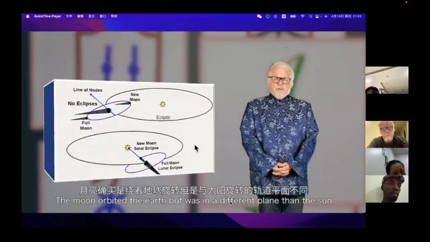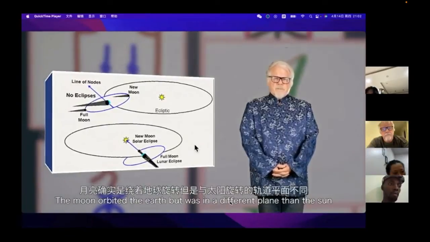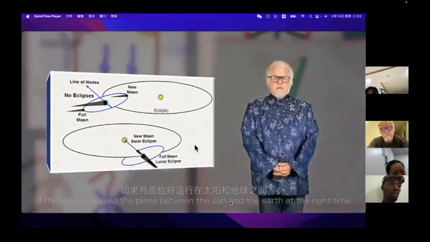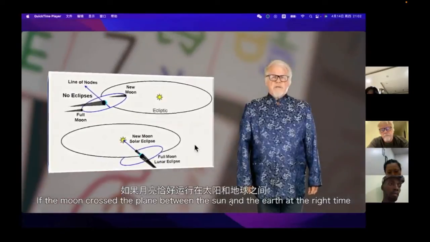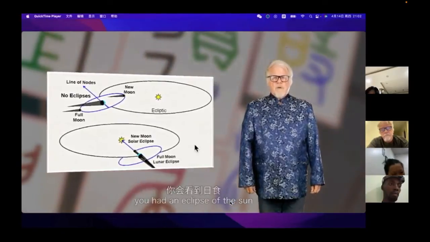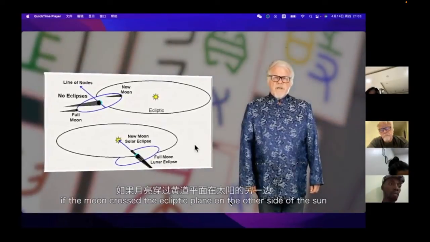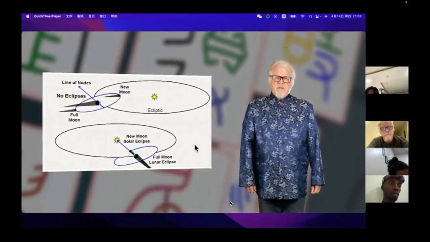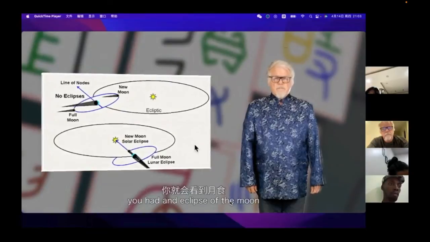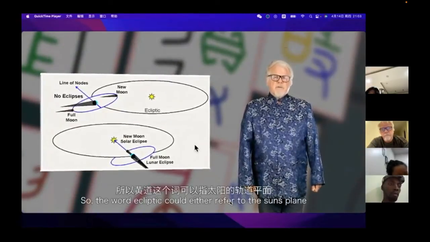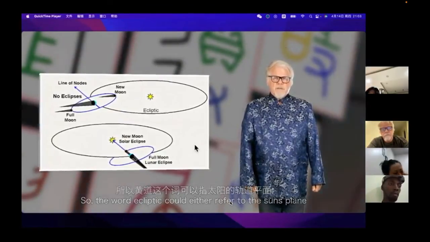The moon orbited around the earth, but was in a different plane than the sun. If the moon crossed the plane between the sun and the earth at the right time, you had an eclipse of the sun. If the moon crossed the ecliptic plane on the other side of the sun, you had an eclipse of the moon. So the word ecliptic could refer to the sun's plane or the sun's path.